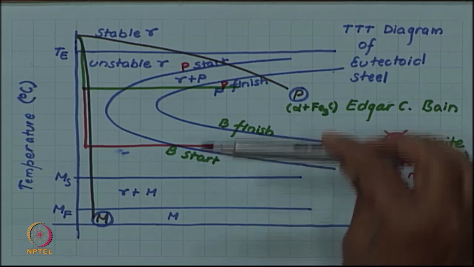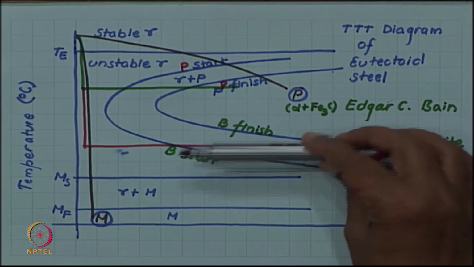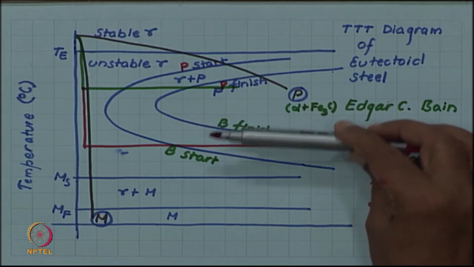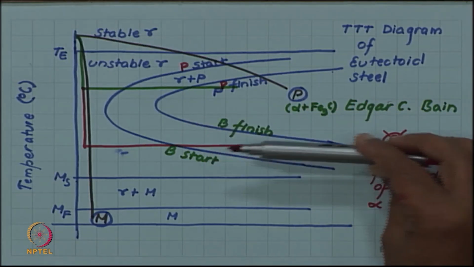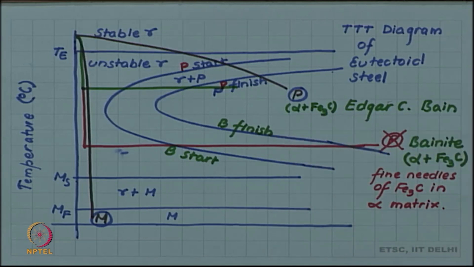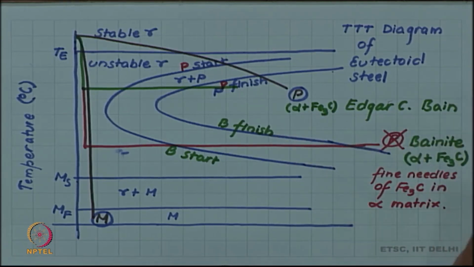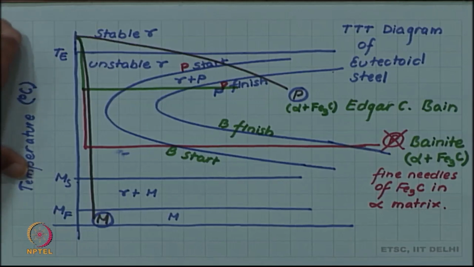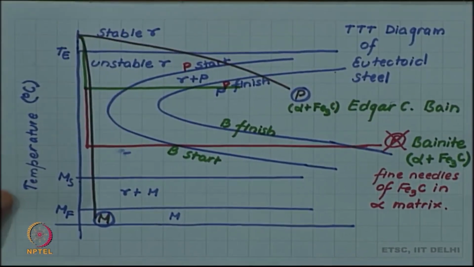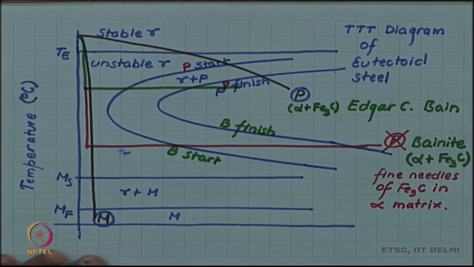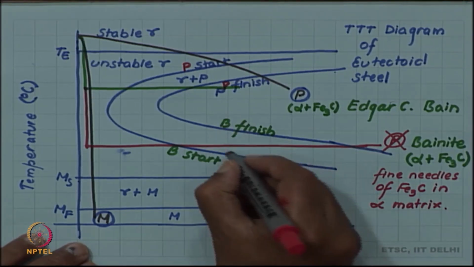Of course, there are different forms of bainite also depending upon the temperature. Close to the nose we have upper bainite, and lower down above MS we have lower bainite. We will not go into those distinctions, but one form of bainite which we will accept for our purpose is fine needles of Fe3C in the alpha matrix. So, this is how bainite differs from pearlite, which was alternating plates of alpha and Fe3C.